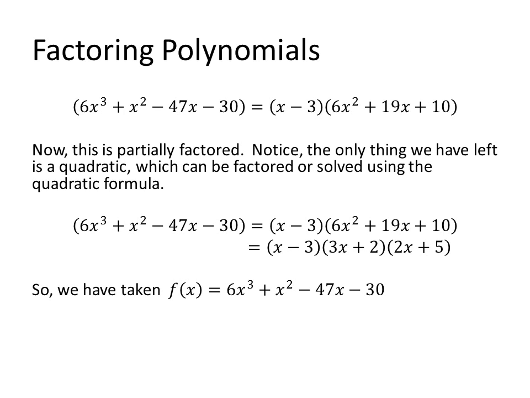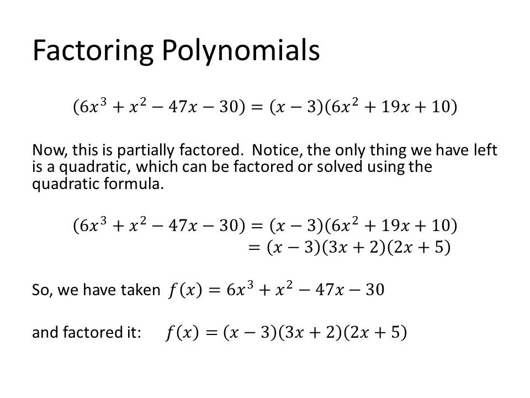So we've taken our original function that was in expanded form, 6x cubed plus x squared minus 47x minus 30, and written it in completely factored form, x minus 3 times 3x plus 2 times 2x plus 5. This will now allow us to graph the function.